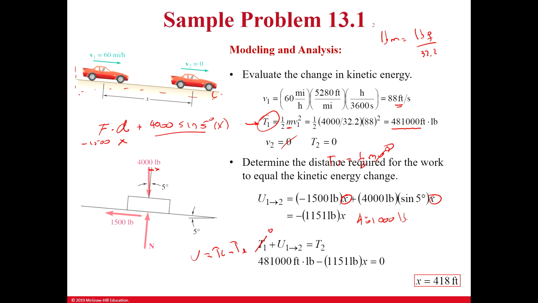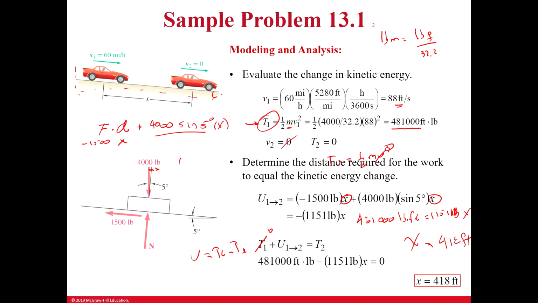481,000 foot-pounds is equal to 1,151 pounds times x. Solving for x, you get 418 feet. So the only new thing here is that you set up your energy as your force times distance.